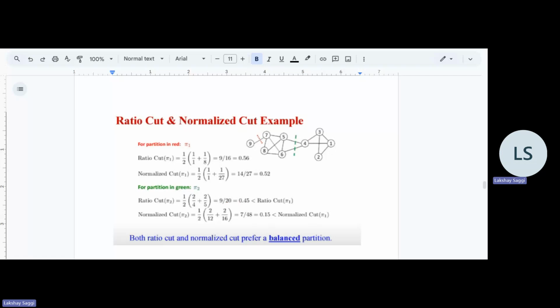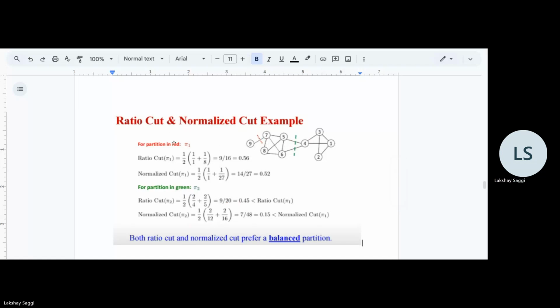So what this shows us is that ratio cut and normalized cut are maybe better measures, as they give us this green cut instead of this red cut. And this is what the claim says: ratio cut and normalized cut always prefer balanced partitions, partitions of similar sizes, rather than very skewed or unbalanced partitions. So yeah, I hope this makes sense.